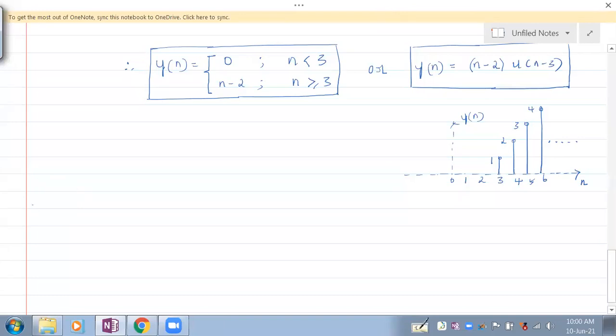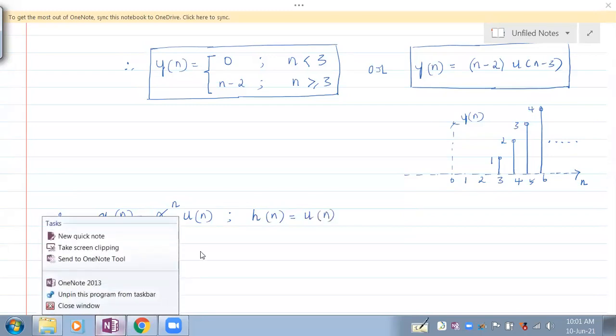Let's see the second problem now. In the second problem, for convolution sum, they have given us x of n to be alpha to the power n into u of n, and h of n they have given to be u of n. So these two signals they have given. Fine. So what will be the question? Find the convolution sum would be the question for this.